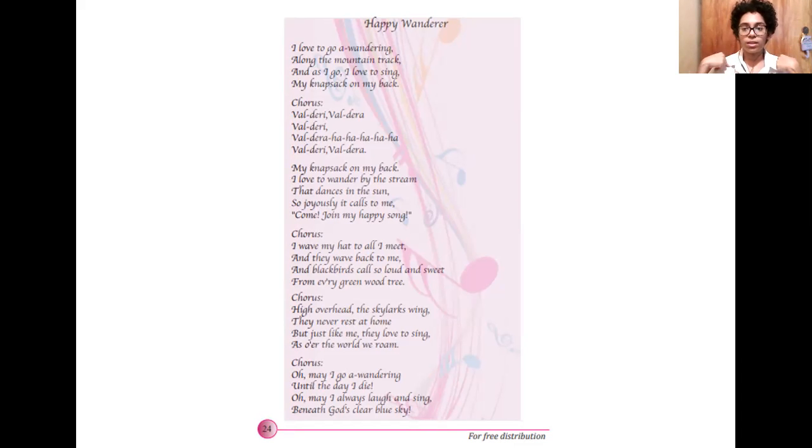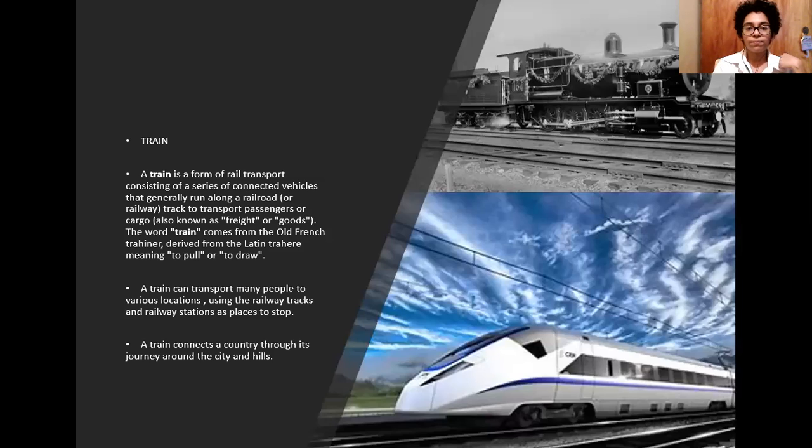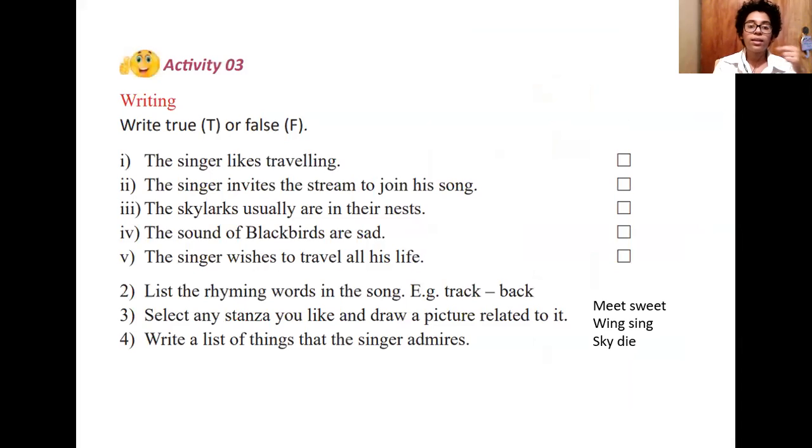It calls to me. The question is: the singer invites the stream to join his song. If I were the singer, I'd be inviting the stream. Am I inviting the stream here? Because there it says a stream joins me, right? That means it's false.